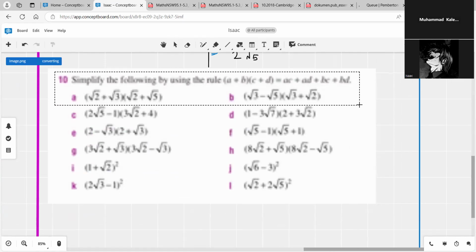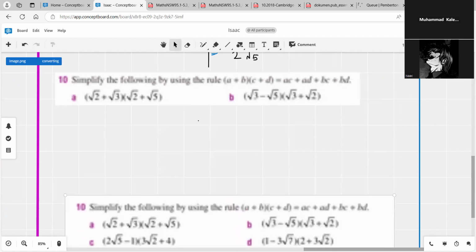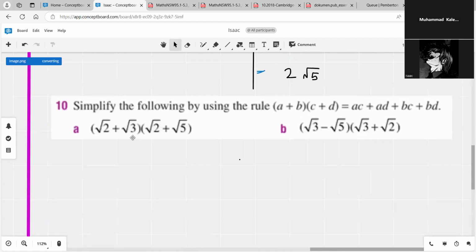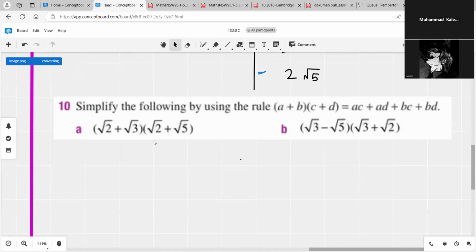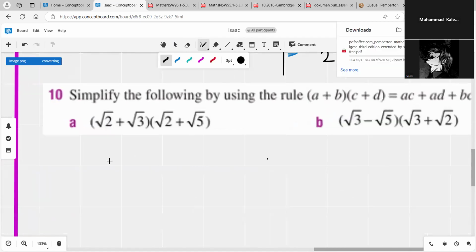Question number 10, and it's A or B. Let's solve A part. Try to solve it on your notebook quickly. And I'm also going to solve it here on the board. If you need any help, you can take it.